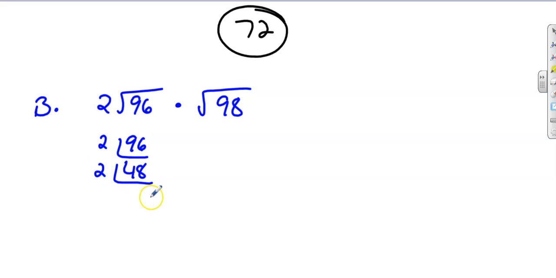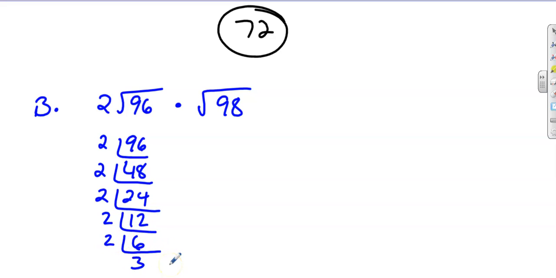48, if you divide it by 2, it's 24. 24, if you divide it by 2, that's 12. 12, if you divide it by 2, that's 6. 6, if you divide it by 2, that's 3.